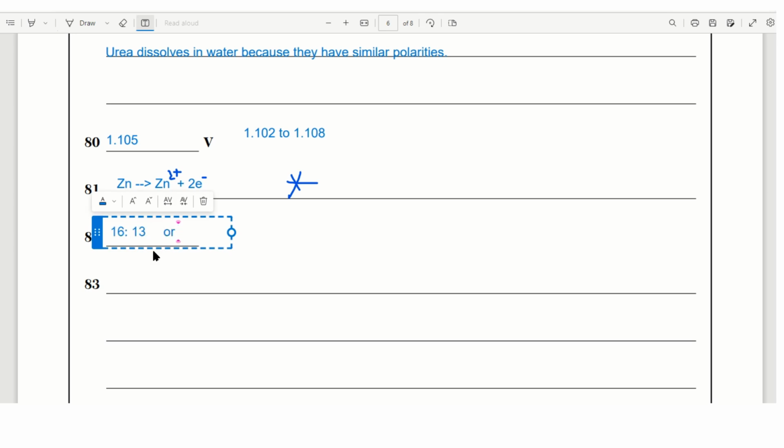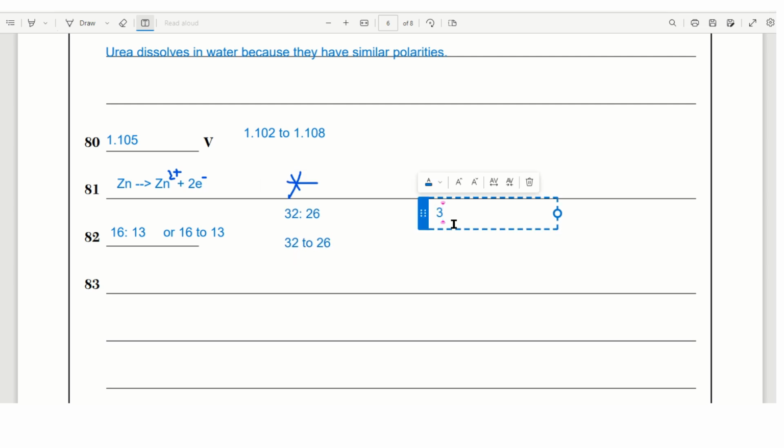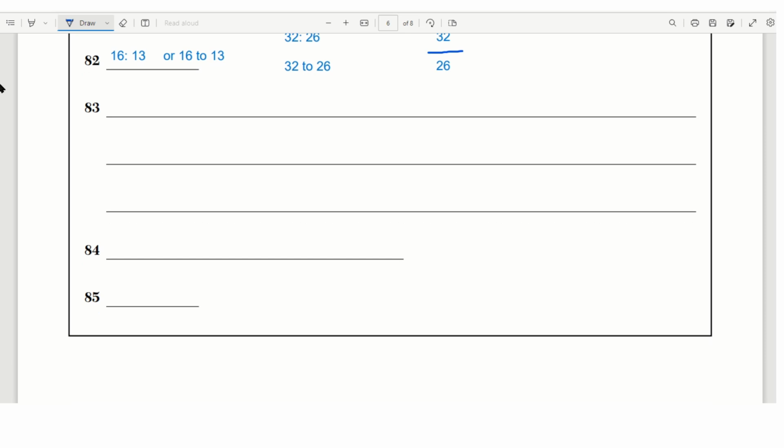Okay, or 16 to 13. All right. But for this exam, they are giving you credit for 32 to 26. You could also have written it like this, 32 over 26, or 16 over 13. All of those are acceptable. Had a bunch of answers. Just had to have the right numbers.